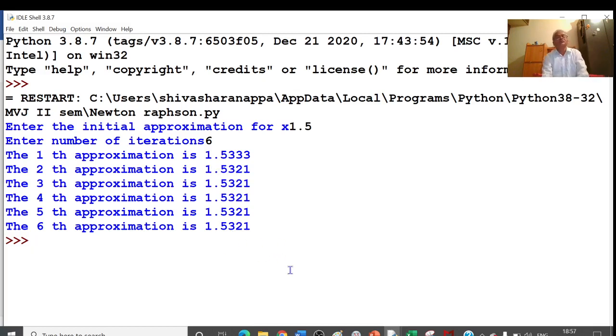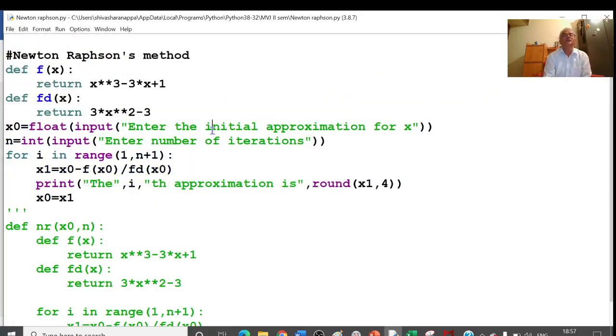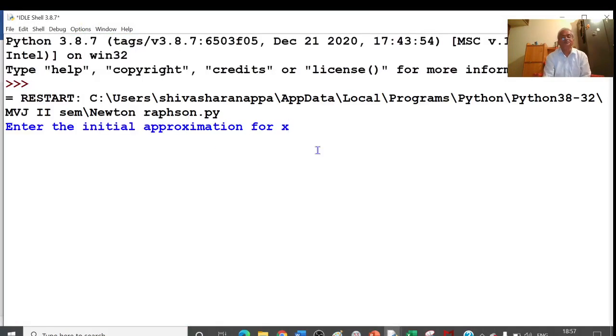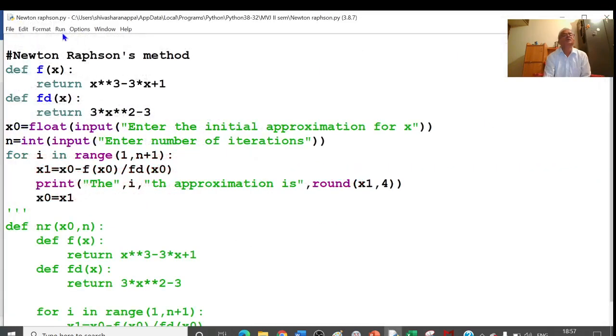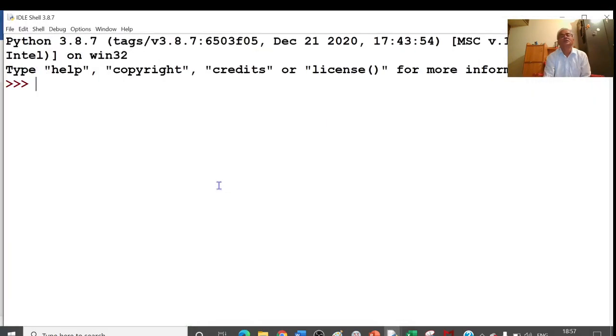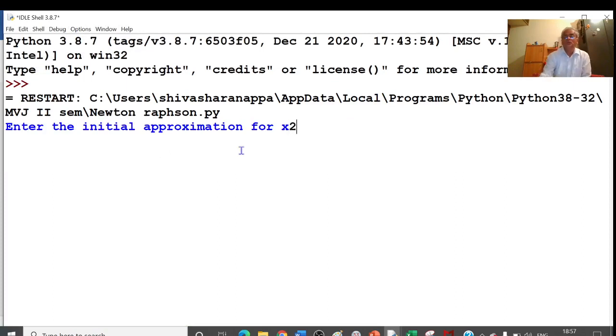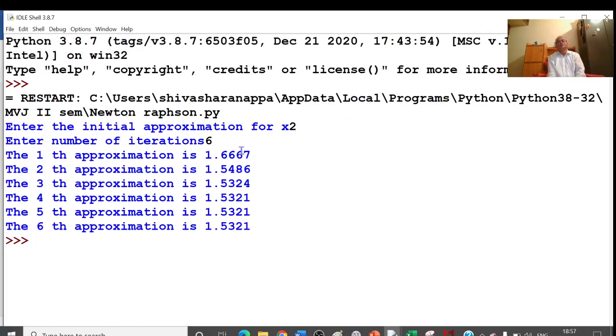And here if we change this, instead of 1.5, if I give 1, it may take more iterations. 1, number of iterations 6. Yeah, I think somewhere the denominator is becoming 0. Okay, I'll go for 2, number of iterations 6. These are the values here.